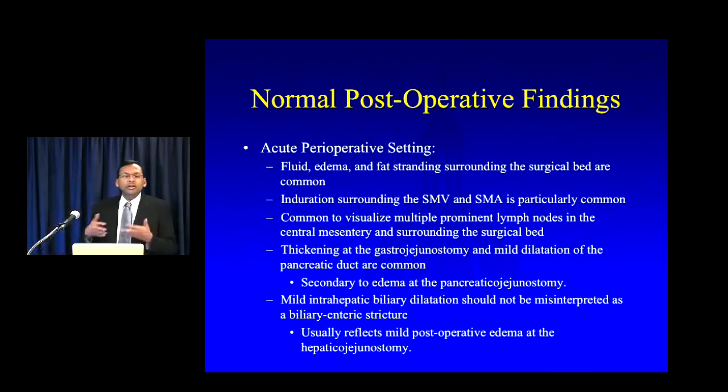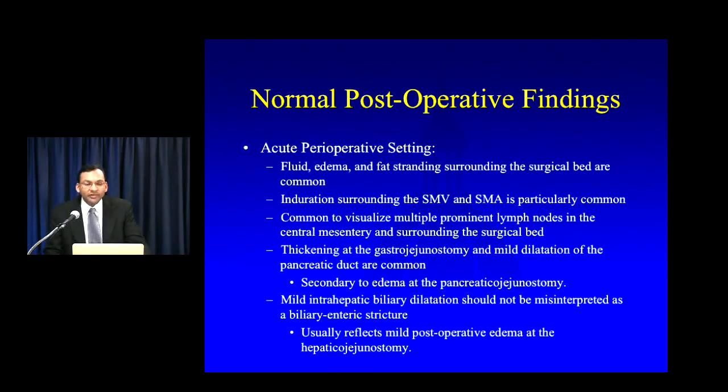So what are you looking for? What's normal in the acute perioperative setting? Well, in the acute setting, it goes without saying that fluid, fat stranding, and edema surrounding the surgical bed are going to be common. There's almost always going to be induration surrounding the SMA and SMV. So in other words, stranding in density immediately posterior to the SMA and SMV, often quite crescentic in morphology. Usually it's just postoperative change.